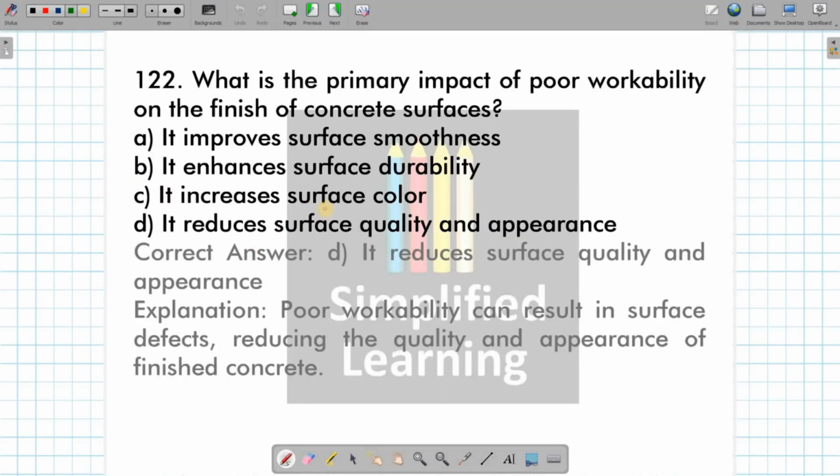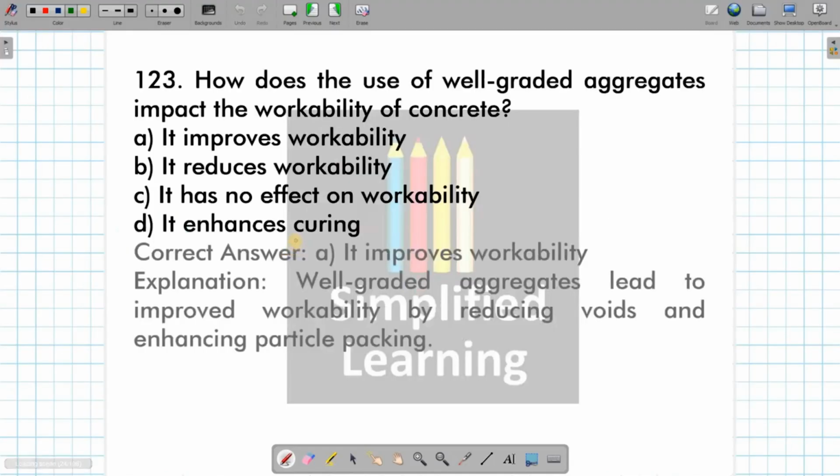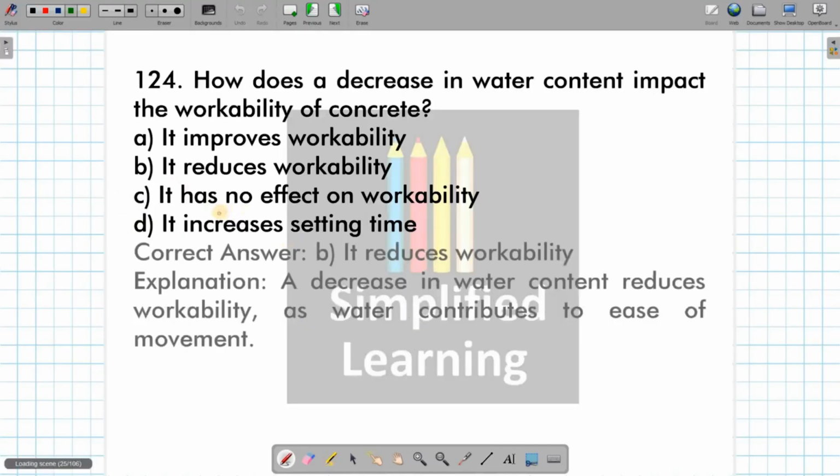Then what is the primary impact of poor workability on the finish of concrete surface? It is going to create a harsh surface, right? It reduces the surface quality and appearance. Option D is right. How does the use of well-graded aggregate impact the workability of concrete? Obviously, it is going to increase the workability.